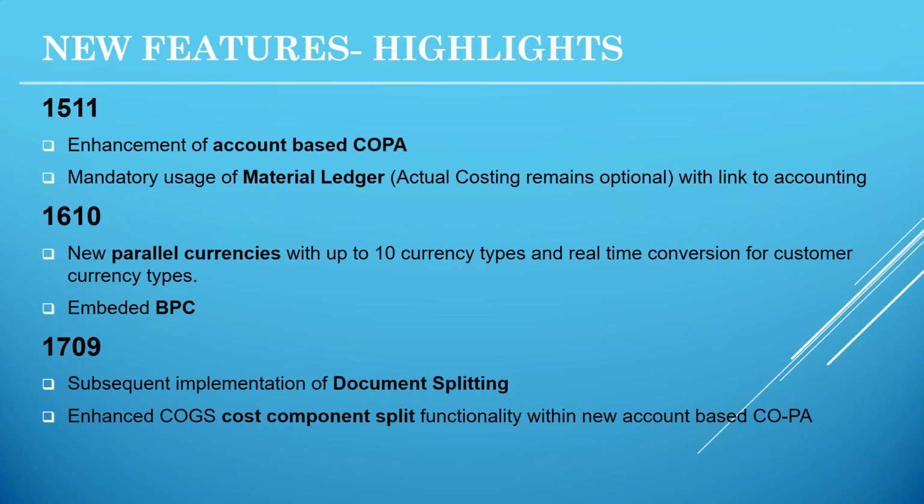And in 1610, with parallel currencies, 10 different currency types are now available for the user to define for themselves. They're called custom currency types. The user can define and assign these to their ledgers to do parallel currency and parallel postings. We'll touch upon that when we come to the general ledger setup.